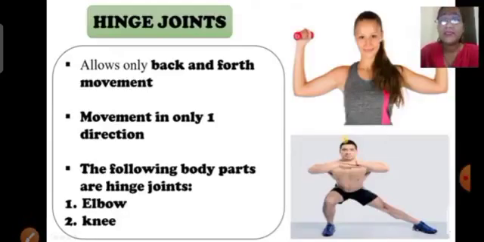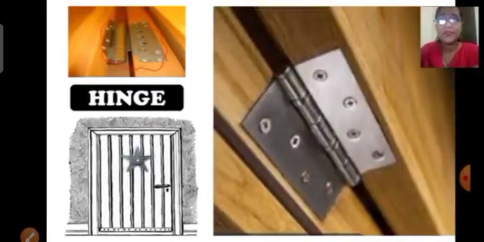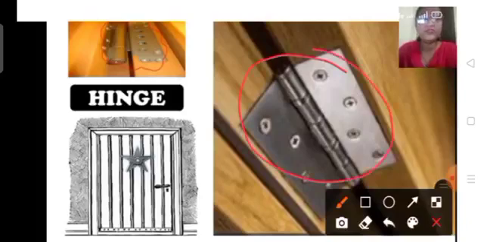Before that, let's understand why it is called a hinge joint. If you look at this particular structure, children, this thing present in your door is called a hinge. Here you can see that due to this hinge, it allows movement of the door only in one direction. For example, this door can open only inward. It cannot open in the outward direction because of the hinge present at the joint of the door. So a hinge basically allows movement only in one direction.